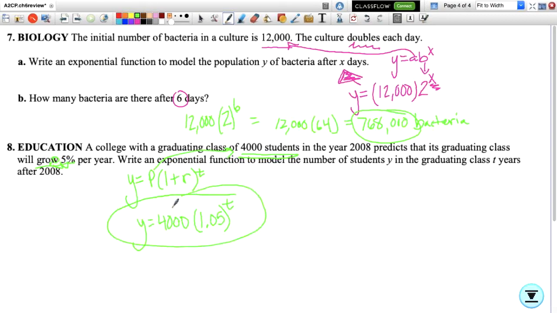Now, if they ask me a follow-up question like, how many people could you expect in 2018? That would be 10 years. I'd plug in a 10 right here. What if they asked, how many kids in 2020? That's 12 years from 2008. So I'd put 12 in for time, raise it to that power, and then multiply by 4,000. Okay? So you could be asked to write an equation. You could be asked to solve for a given time in an equation. Okay? So just do your best.